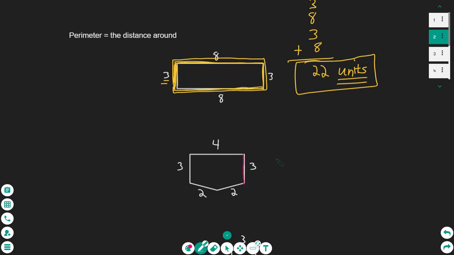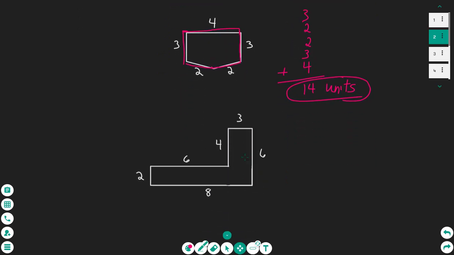So we have this side, well, that's 3 units long. Then we have this segment, which is 2, and another segment of 2, and another segment of 3, and a segment of 4, and we're back to where we started. So we're ready to add all of this up, and we end up with 14. So we have 14 units as our perimeter. Again, very straightforward. Let's try another one.